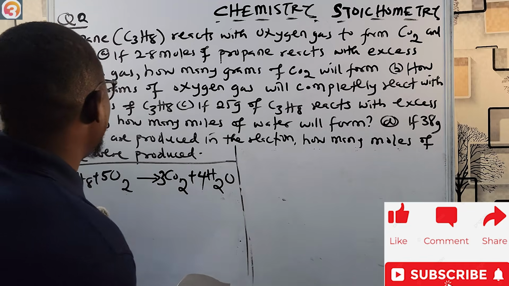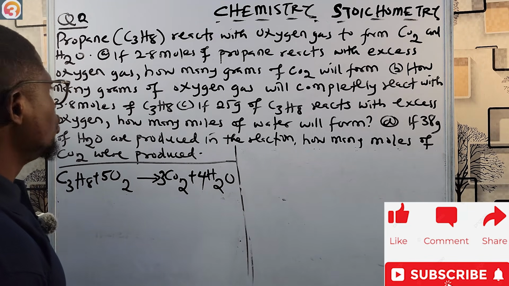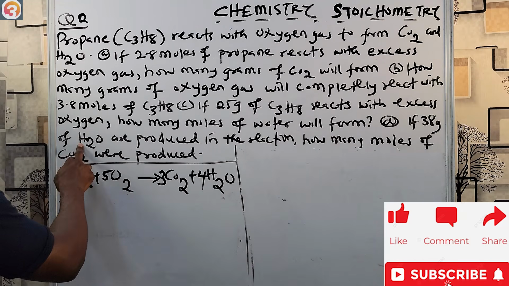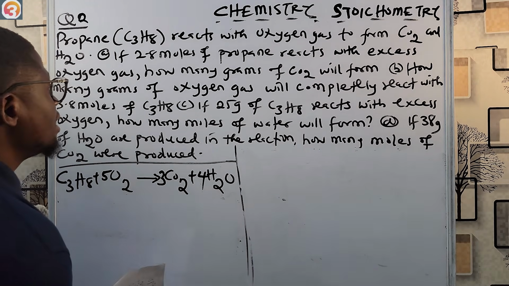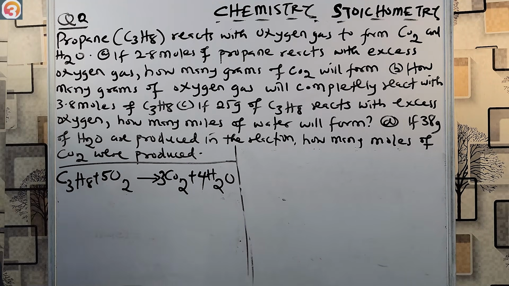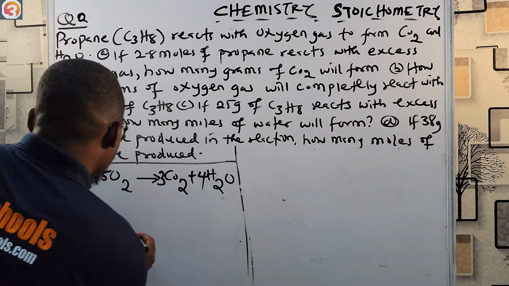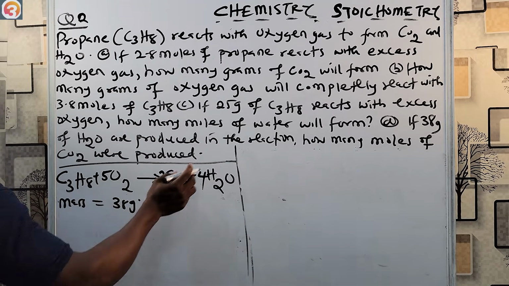All right, now let's do the D part. They say if 38 grams of H2O are produced in the reaction, how many moles of CO2 were produced? That means H2O and CO2 is what we are comparing. So you see the same approach. We know the mass of water. Mass is 38 grams.